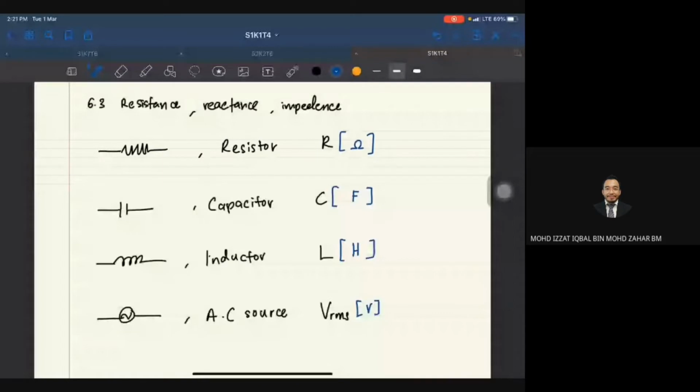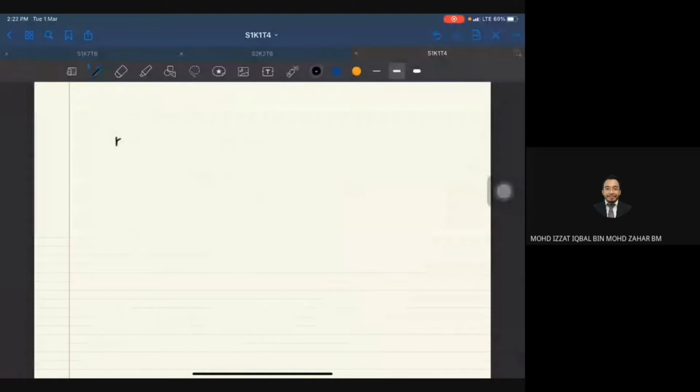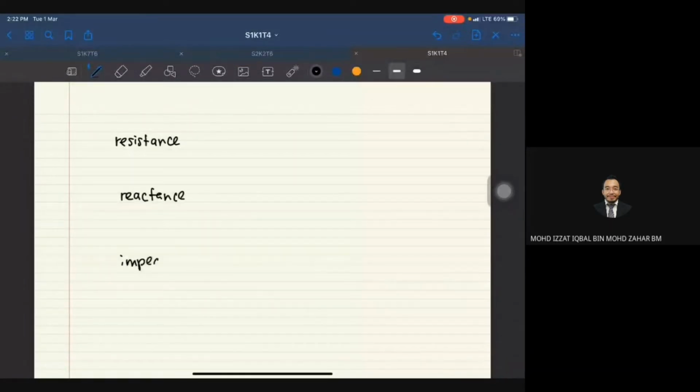Okay, so in this chapter we talk about resistance, reactance, and impedance. Resistance is rintangan. So basically it is rintangan. Reactance is actually also a resistance. But it is called reactance because this reactance exists in the capacitor and the inductor. So basically resistance is the opposition in a resistor, and reactance is the opposition in a capacitor and inductor.